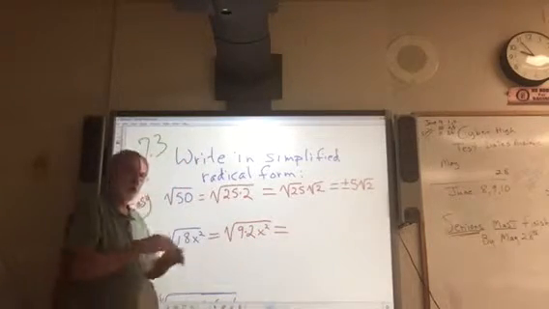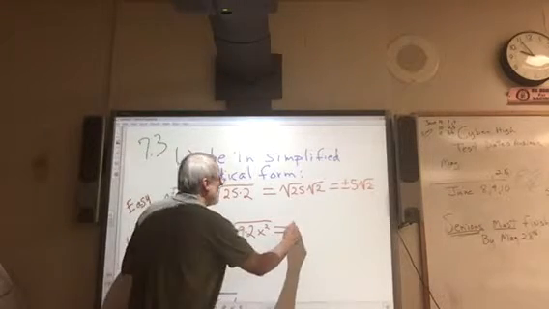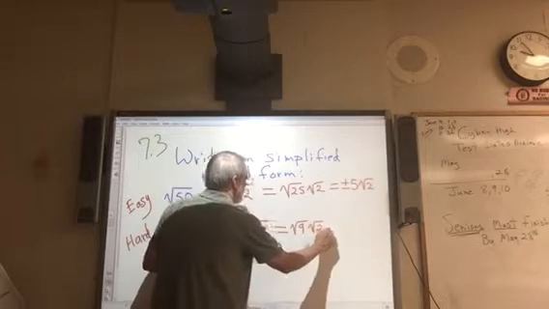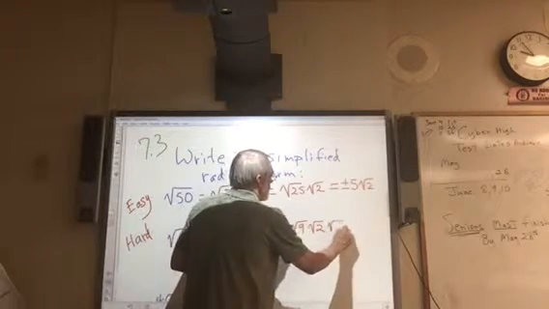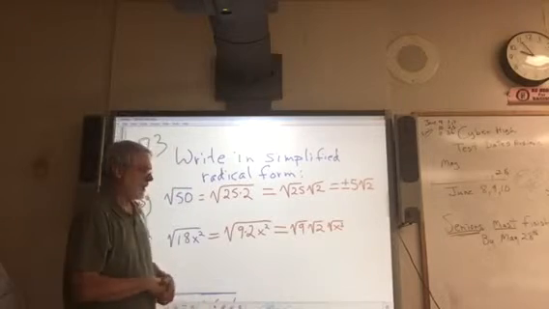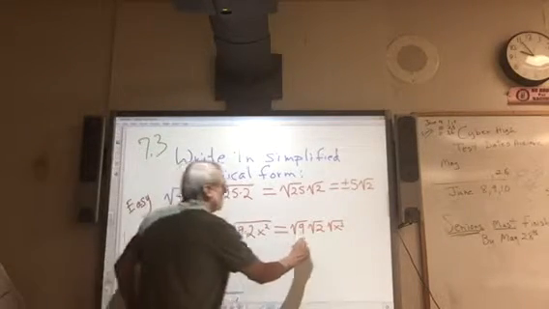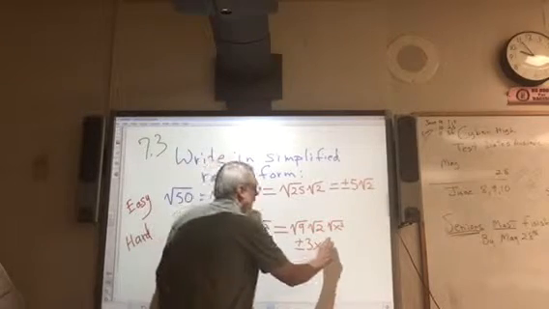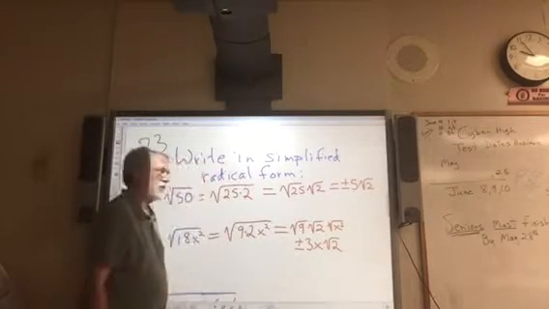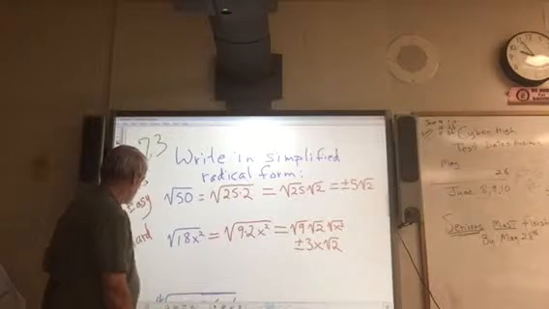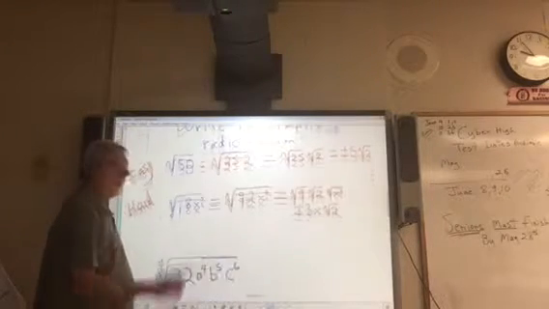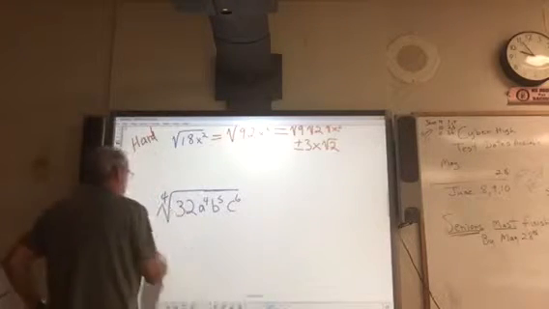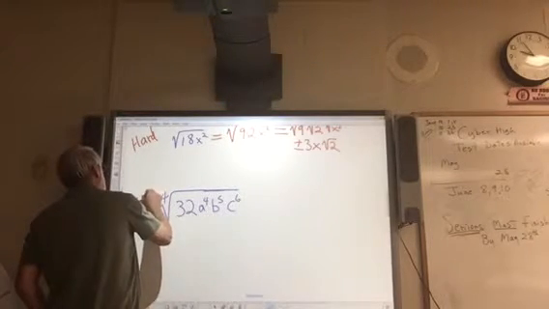And if you want to, you can also do what we just did a second ago. We can rewrite it as the square root of 9 times the square root of 2 times the square root of x squared. What is the result? Plus or minus 3x radical 2. Oh wait, it gets harder. We're going to try this one now. Last one in this section, harder.